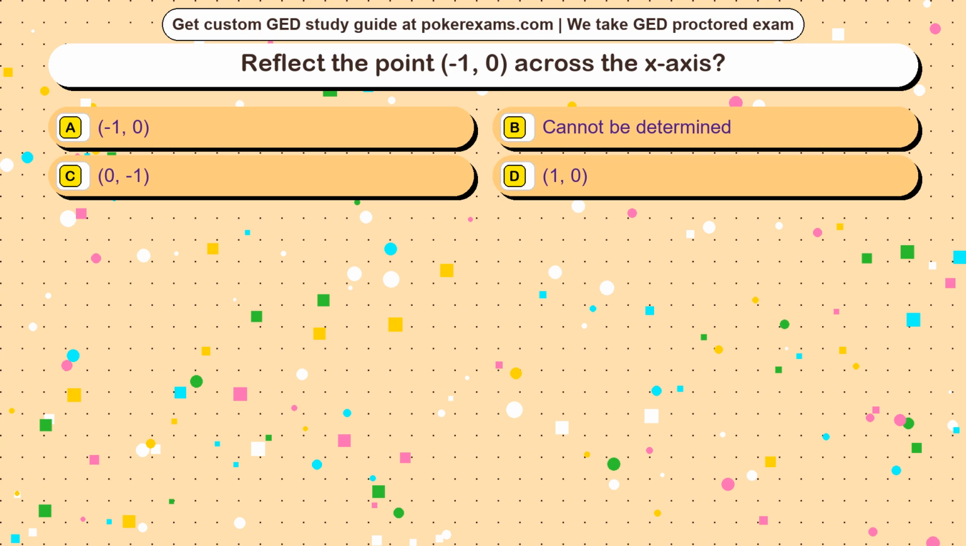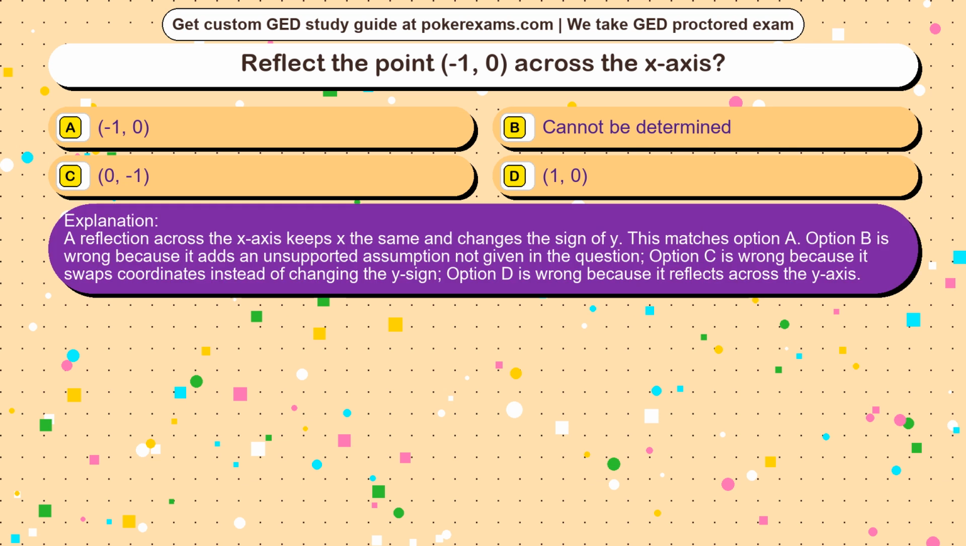The correct answer is option. A reflection across the x-axis keeps x the same and changes the sign of y. This matches option A. Option B is wrong because it adds an unsupported assumption not given in the question. Option C is wrong because it swaps coordinates instead of changing the y sign. Option D is wrong because it reflects across the y-axis.